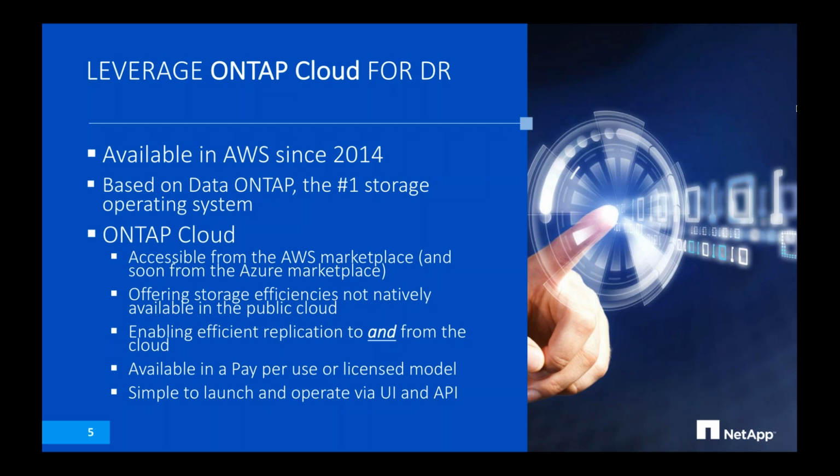But with OnTap Cloud, we're able to use our efficiencies. We're able to use our replication technologies to effectively and efficiently replicate to and from the public cloud. And there's a variety of models where you can actually do consumption. You can either pay as you go, like you would with normal offerings in the public cloud, or if you know that you're going to reap some benefits or cost savings, we also have a license model available to you as well. And we've also provided a very simple and easy to use interface with Cloud Manager to be able to go ahead and deploy and manage your resources. And if you don't want to use the interface, you can also use the APIs there. And I'm going to show you that in just a minute in a demonstration.